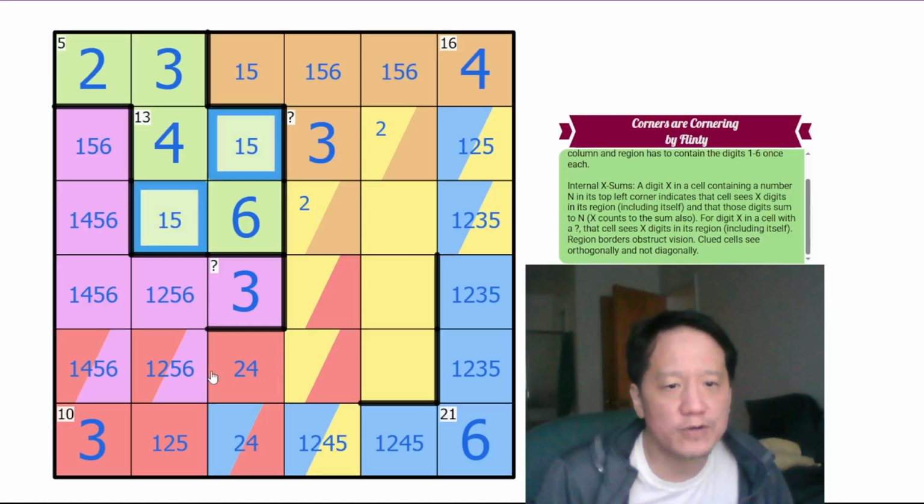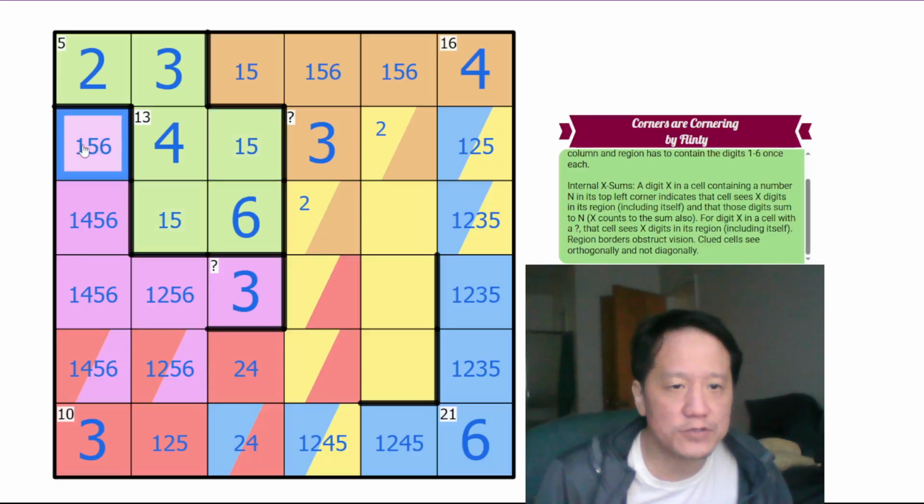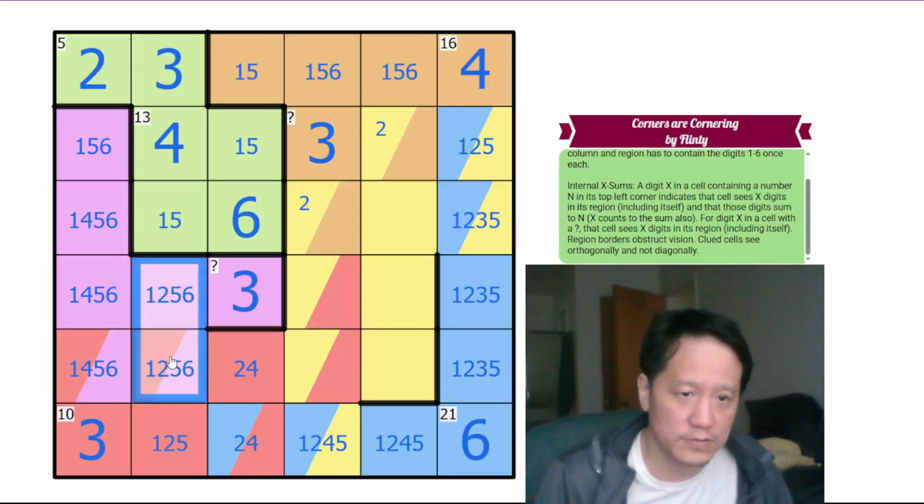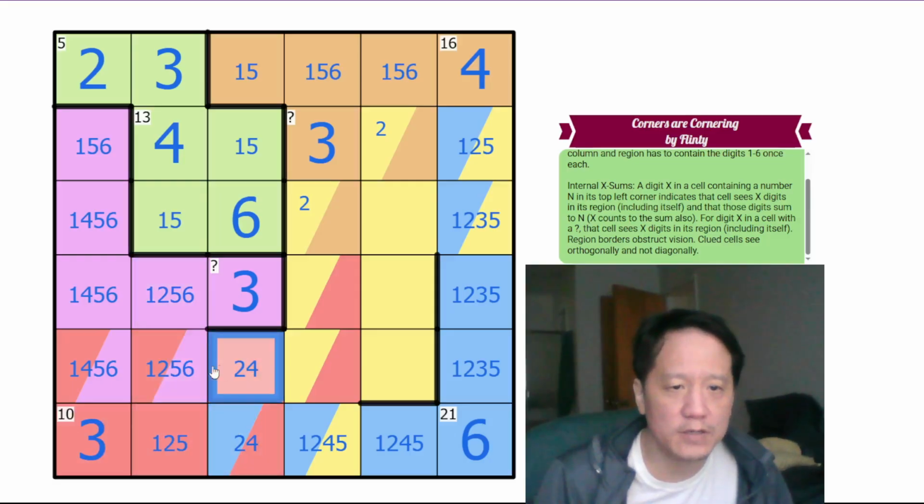One, 5, 1, 5. So there's going to be a 6 in one of these and a 6 in one of these. So the red has its 6 already. It could be 1, 2. So it sees only one of these 2. Right? To add up to 10.